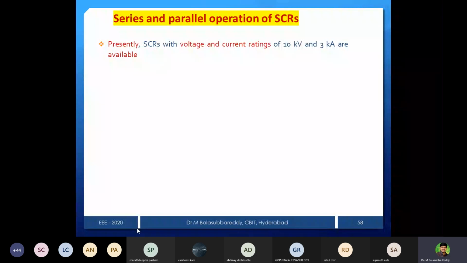So now we can see the voltage and current ratings of 1 SCR: 10 kV and 3 kilo amperes are available.